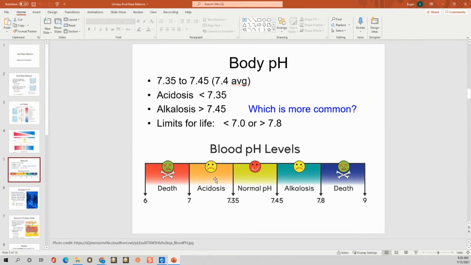Okay, what disorder occurs when the blood pH is less than 7.35?